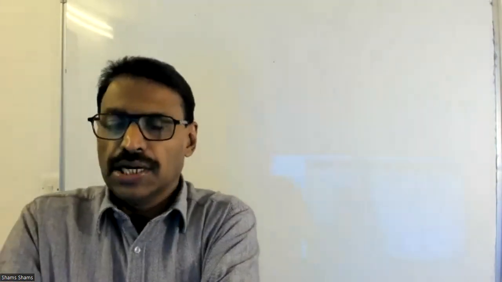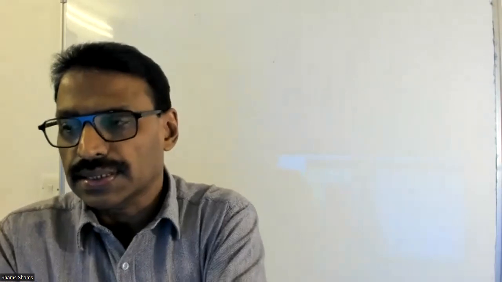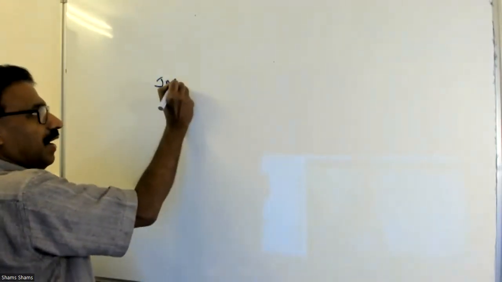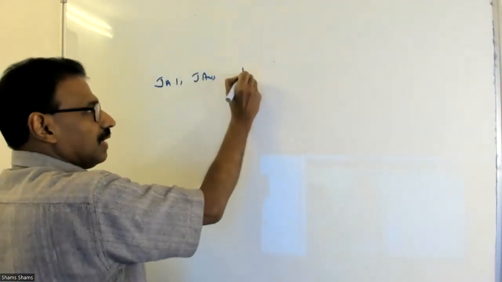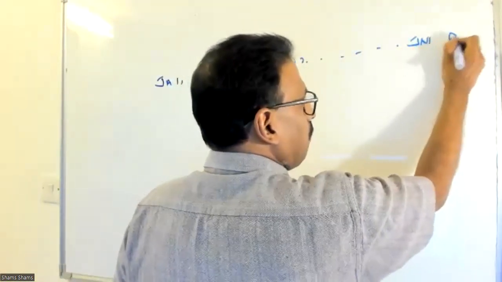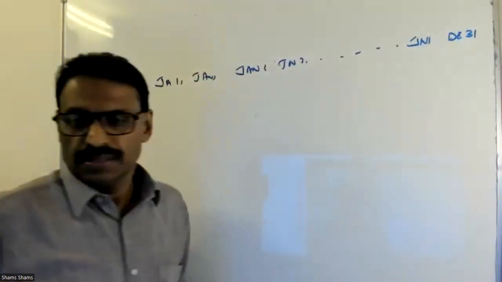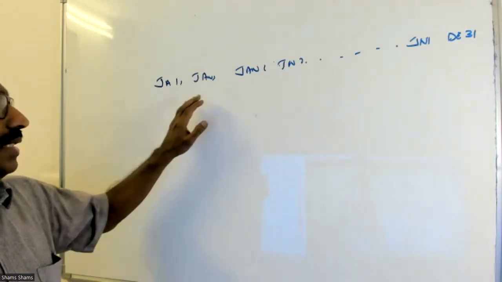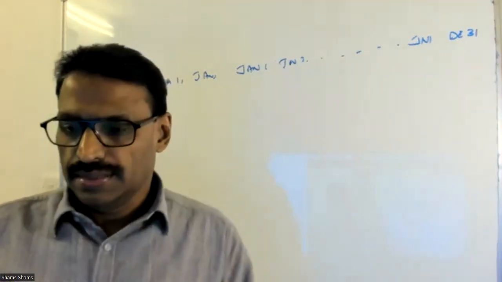Okay. Come on. First possibility, January 1, Jan 2. Then Jan 1, Jan 2, Jan 1, Jan 3, etc., up to December 31st. How many possibilities are there? Wait, listen. Jan 1. Then Jan 1, Jan 2. This row ends with Jan 1, December 31st. Then the next row starts with Jan 2, Jan 1, Jan 2, Jan 2, Jan 2, Jan 3, like that. So how many possibilities in total?